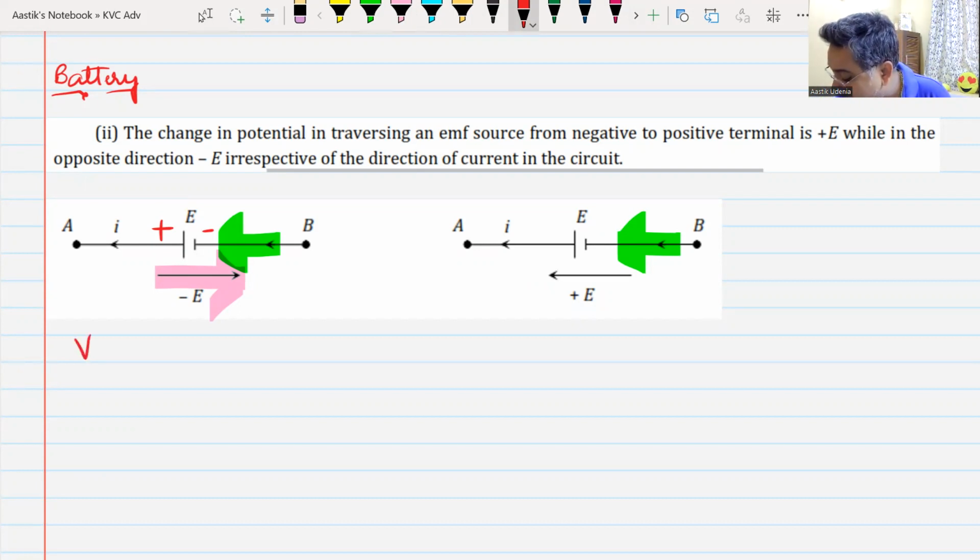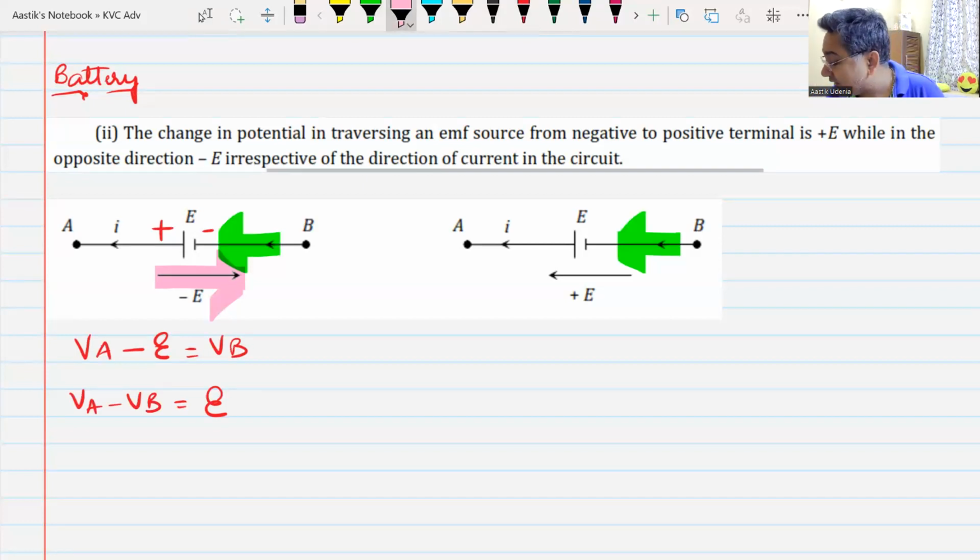So if I'm moving from point A, which will be at a higher potential, you are moving from higher to lower. Will the potential rise or drop? Potential will drop, sir. So that's why I take it as minus E. That will be equal to VB. So VA minus VB here will be equal to E. Do we understand this? Yes, sir.